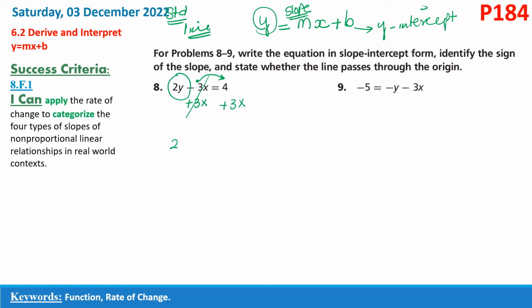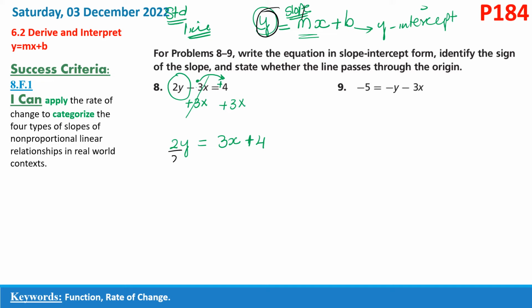So you will be left with 2y equals to, and according to the equation of a line, we always write the mx first. So we will write 3x here. Then you can see there is a 4 written, right? But before the 4, there is no sign, which means it is a plus sign. But we have 2y, not y. We want to write according to the equation of a line in which only y is written.